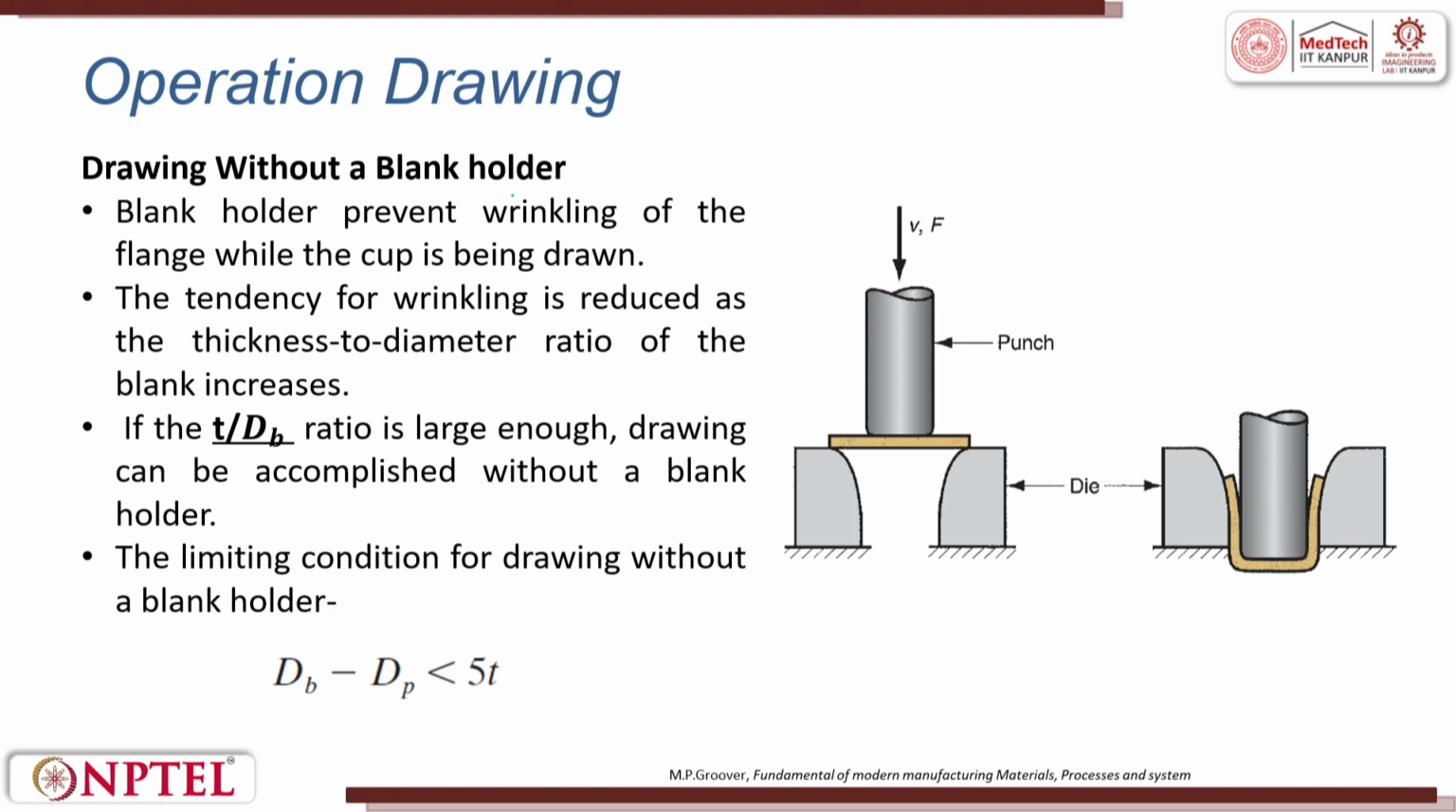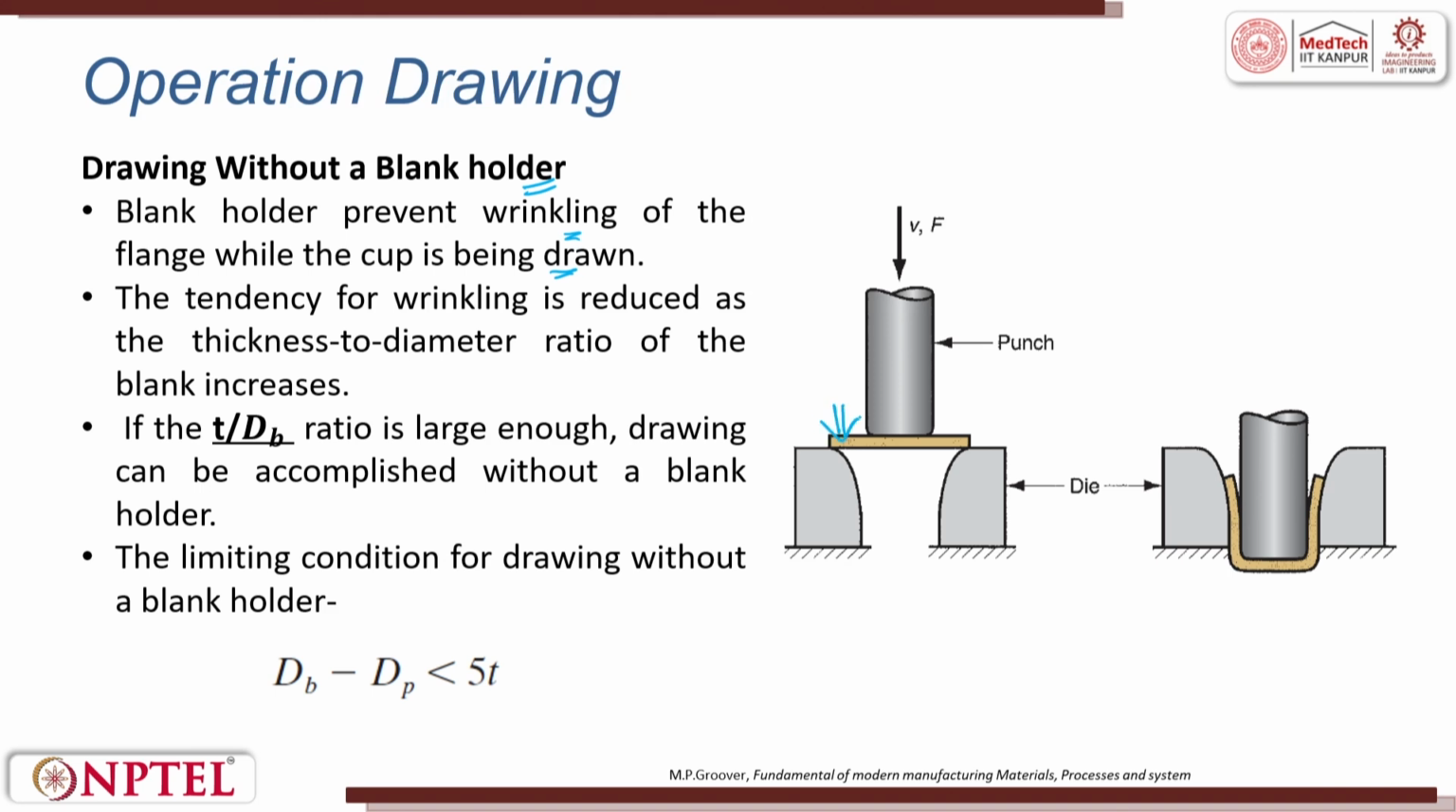Now let us see drawing without a blank holder. If there is no blank holder, the aspect ratio will be reduced and there can be thickness variation along the drawing. That is the problem when we draw without a blank holder. Drawing without a blank holder prevents wrinkling of the flange while the cup is being drawn. Why is that wrinkling coming? We will see wrinkling later.